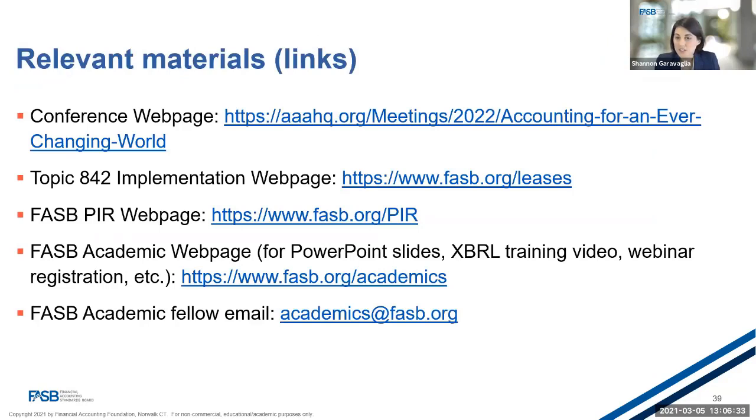And then this slide just summarizes all of the relevant links that we've highlighted throughout our talk today. So the conference webpage, we have both the Topic 842 implementation webpage, so that's specific to the standard, the FASB PIR webpage, so that tells you a little bit more about the PIR process broadly, and then a link to our academic webpage, which, as I mentioned, is the place to go for the PowerPoint slides from today's presentation. We'll also post the video there at some point soon. The XBRL training video is there now, and then the webinar registration is also available for our upcoming webinars.